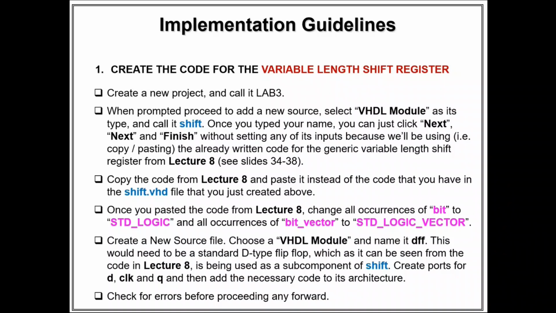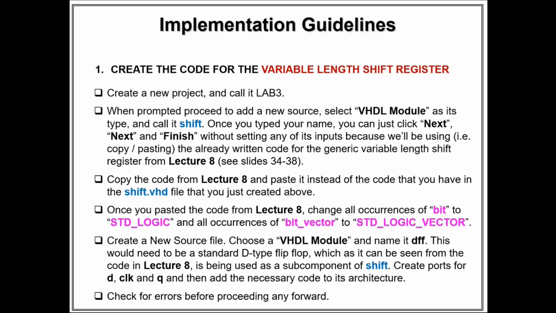Next thing would be to create the code for the D-type flip-flop. So to do that, we are going to create a new source. Again, you will choose a VHDL module, and this time you are calling it DFF. This would be then, in terms of the code, a standard D-type flip-flop, and this would be then the subcomponent that is defined inside of Shift. The ports for it, when it's asking, would be D, clock, and Q, and they're all single lines. So this time, no buses whatsoever.